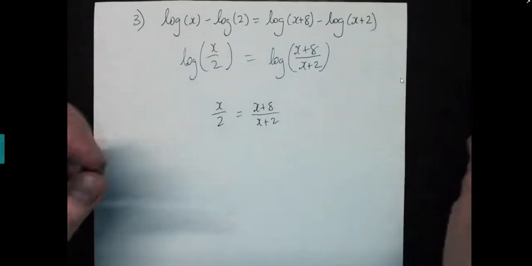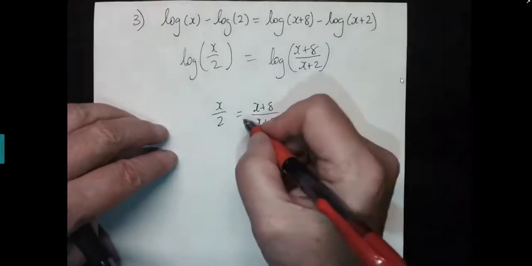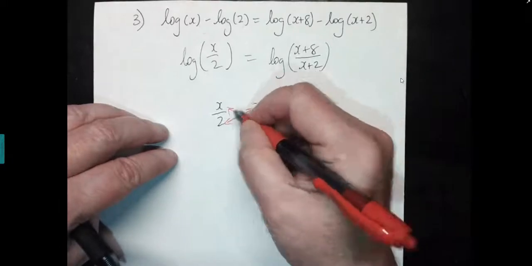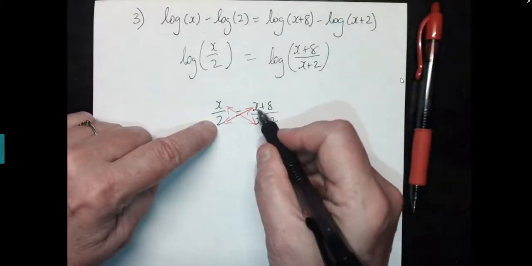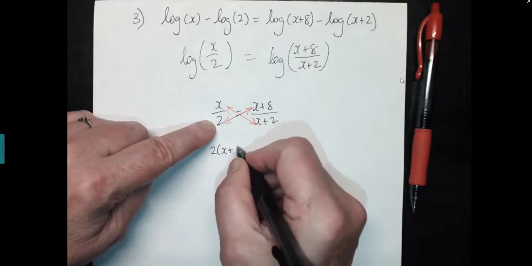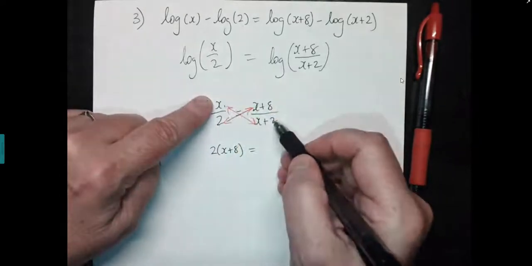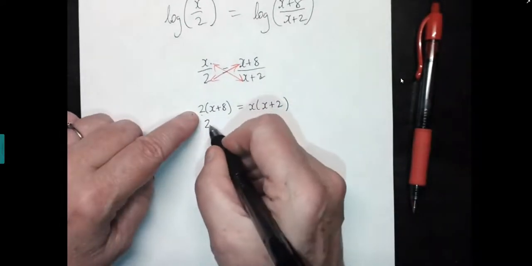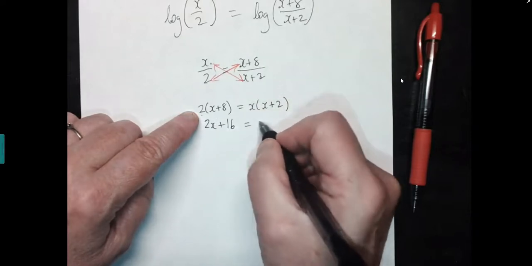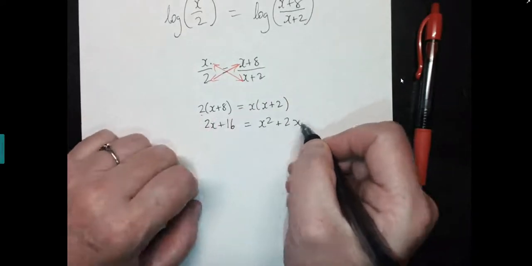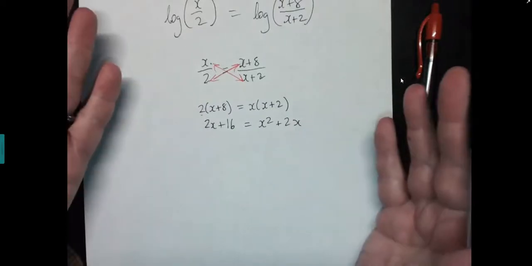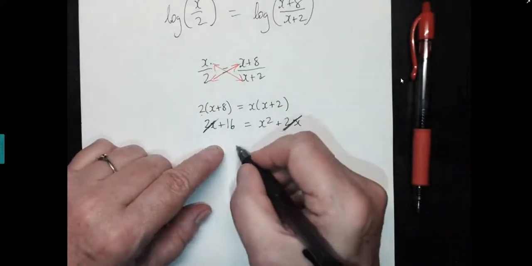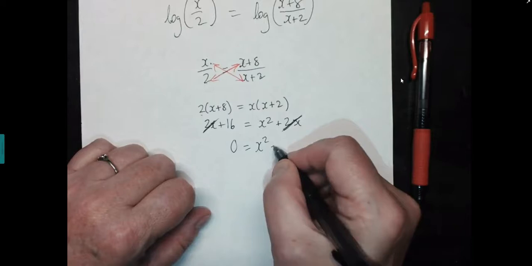Now, how do I solve for x? Well, I think for this one I'm going to cross multiply, which means if I do that times that, it'll equal that times that. Okay, so if I do 2 times x plus 8, make sure you put it in parentheses, it will equal x times x plus 2. It's called cross multiplying. Now I need to expand this. Alright, now the 2x's will cancel, or you can subtract 2x from both sides. And now let me subtract 16 from both sides.